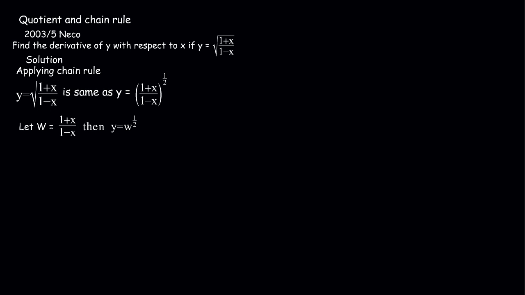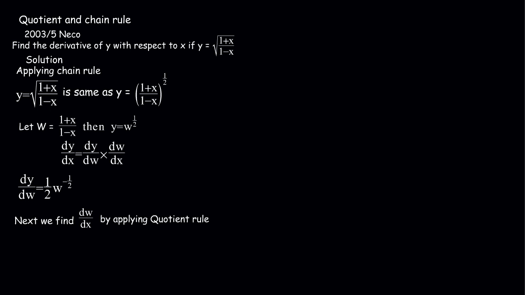Now, applying chain rule formula which states that dy over ds is equal to dy over dw times dw over ds. We can easily get dy over dw using our general formula. dy over dw will be equal to half w raised to the power of minus half. Next, we find dw over ds by applying quotient rule.